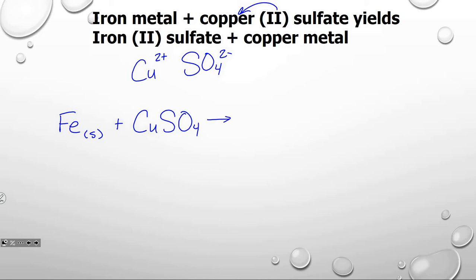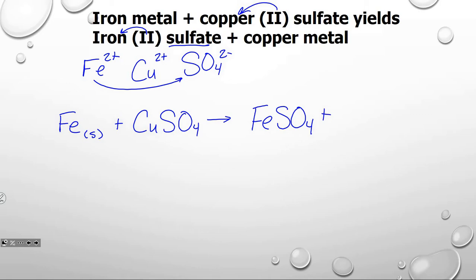The next one says yields iron, Roman numeral 2. So remembering that that's my charge, and iron is a 2+. And then it says sulfate again. So this time I'm putting these 2 together. So Fe +2, SO4 -2. I'm just going to smash them. And then I have copper metal.